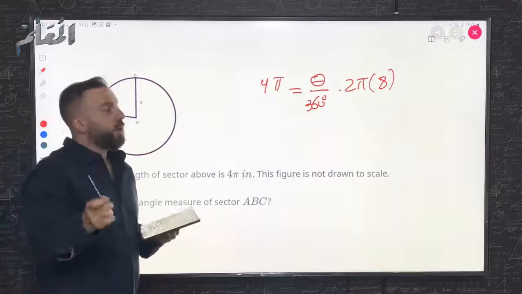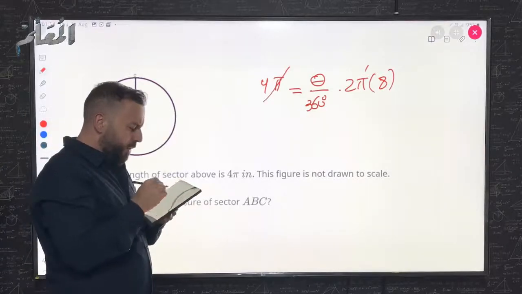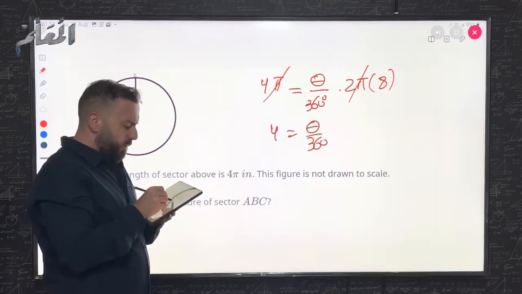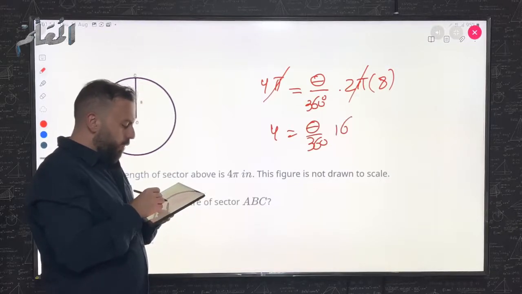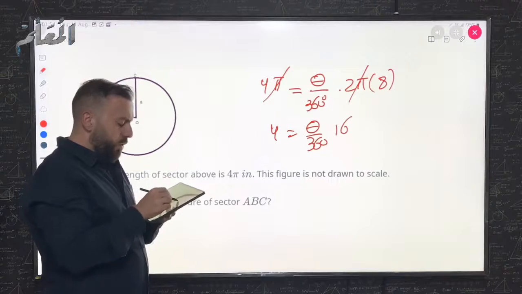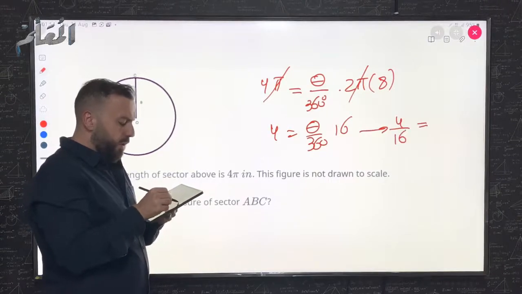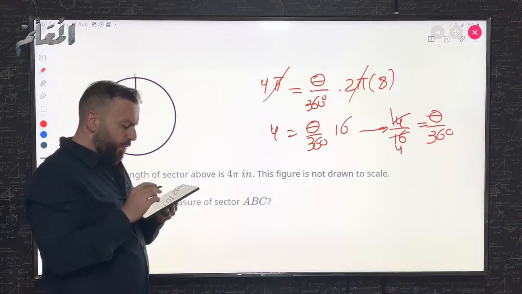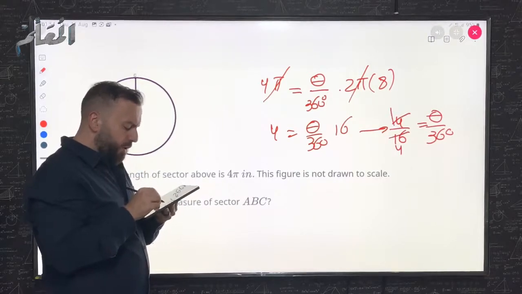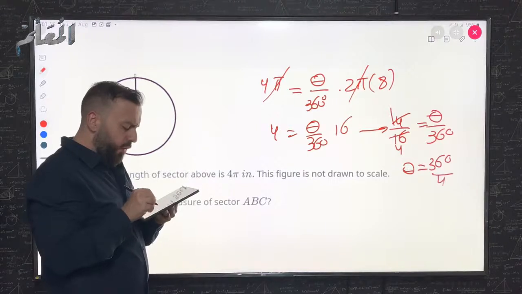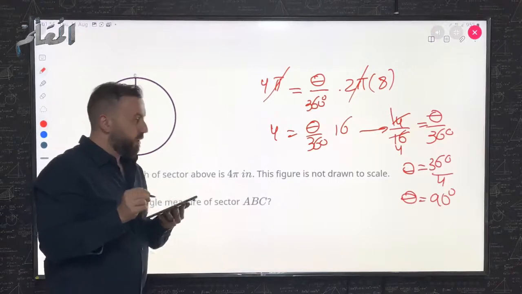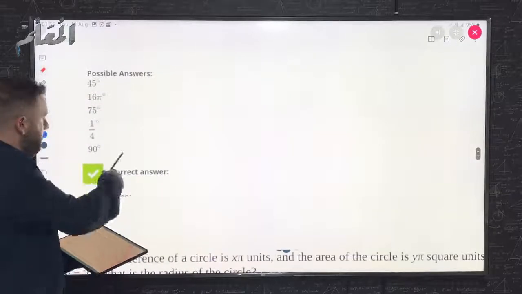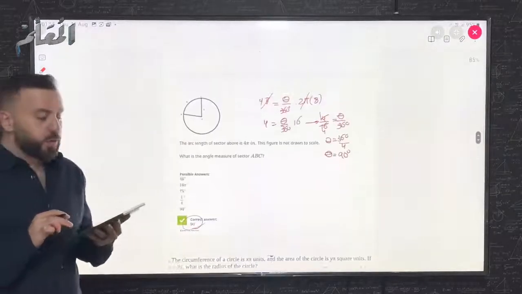So in this case, pi cancels pi, so 4 is equal to theta over 360 times 16 over 4. So 4 over 16 is equal to theta over 360. Now, cross multiplication: theta is equal to 360 over 4, and theta in this case is equal to 90 degrees. As you can see, it's 90 degrees. Yes, check. It is 90 degrees. Fine. This is question 3.